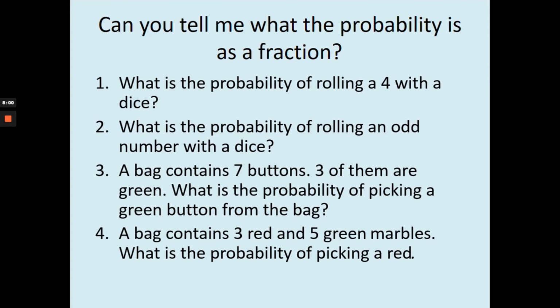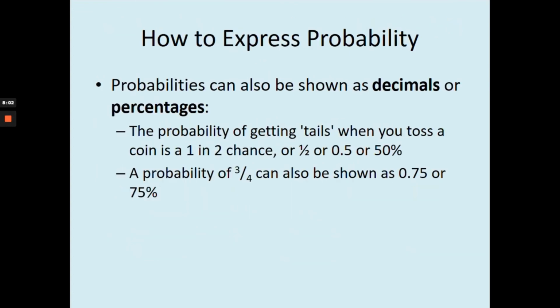So now you know how to write probability as a fraction. We're now going to show you how to do it as a decimal. So to convert a fraction to a decimal, you take the top number and you divide it by the bottom number. So the probability of getting tails when you toss a coin is 1 in 2, so 1 over 2. To change that to a decimal, you do 1 divided by 2.